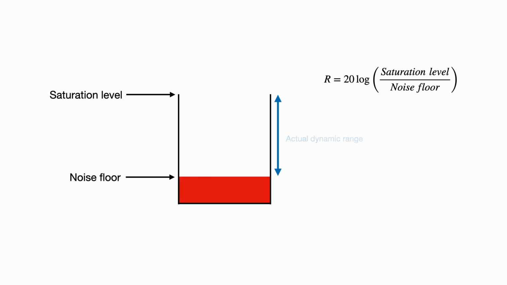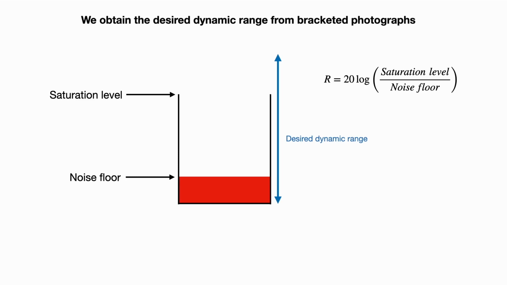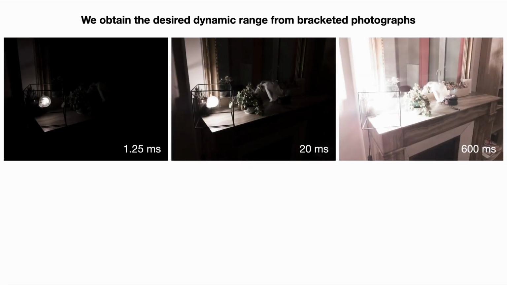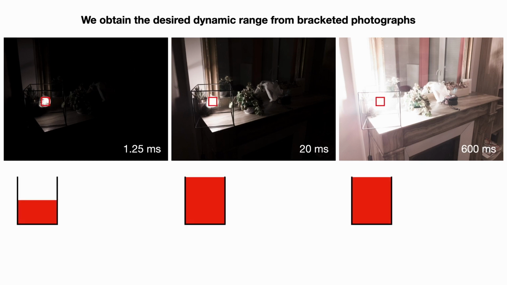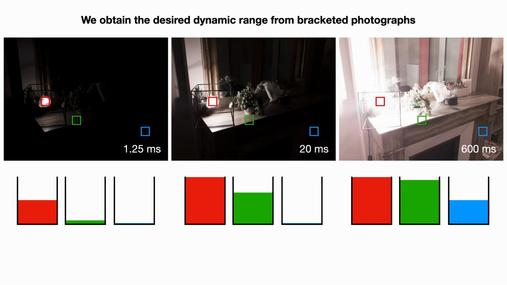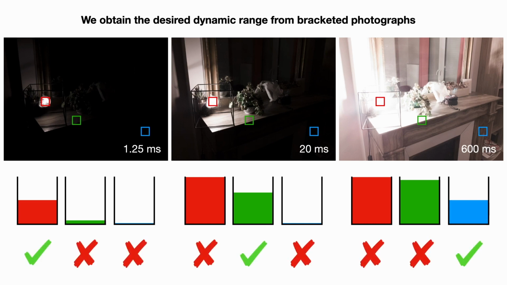Our goal is to increase the dynamic range beyond the limits of the sensor. We can do so with image bracketing. Image bracketing consists in taking photographs of the same scene with different exposures. For instance, the light bulb is well exposed in the first frame, but is saturated in the other ones. The table is well exposed in the middle frame, and the background is well exposed in the last frame. Bracketing consists in fusing the regions that are well exposed in each image.